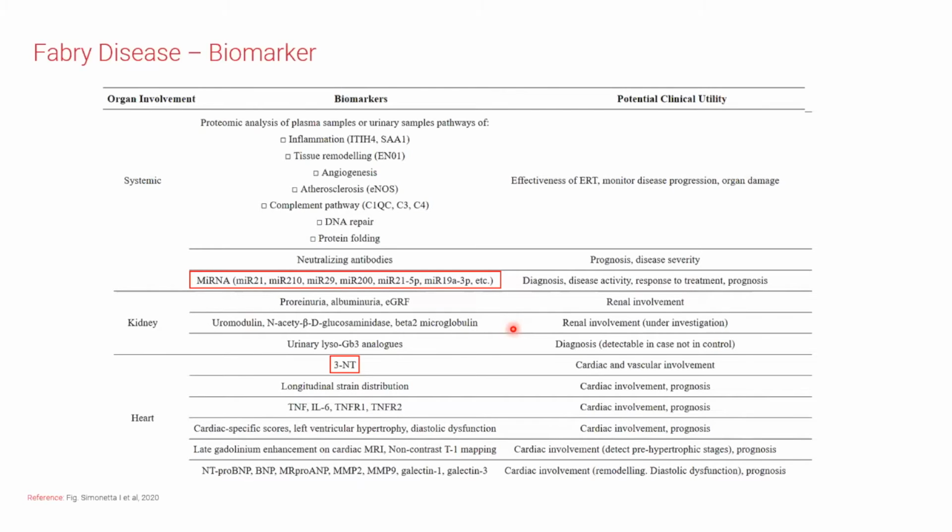This is only a selection of biomarkers which have been tested in Fabry disease, either for systemic organ involvement or for specific organ involvement like kidney or heart. Altogether, I think in the future, the 3-nitrotyrosine and also the microRNA approaches might be useful, but so far they only have a scientific approach. It's not an approach in routine daily practice or patient care.